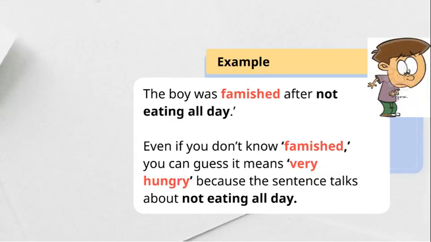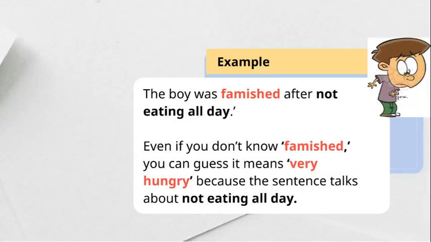There is no definition given here. "Is" or "means" is missing here. There are no examples like "and all," and there are no other clues. The only thing is there is a sentence. Now, you need to read the whole sentence and understand. What does it say? The boy was famished after not eating all day.